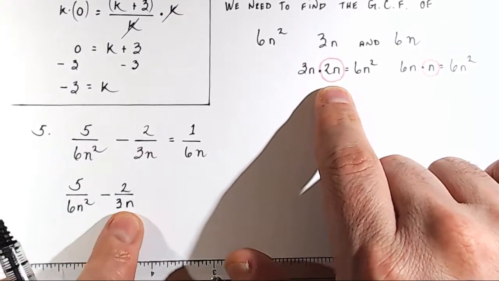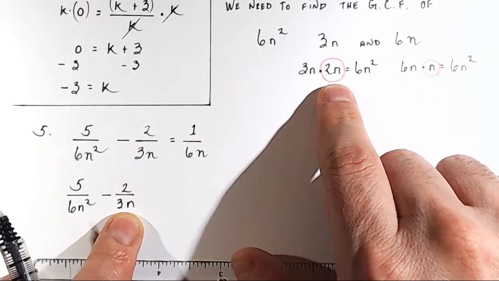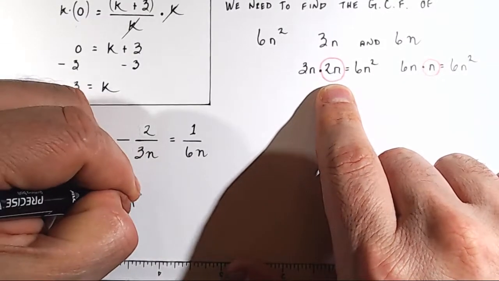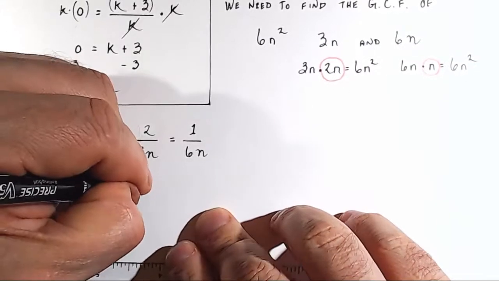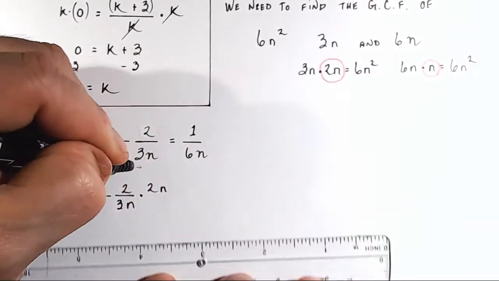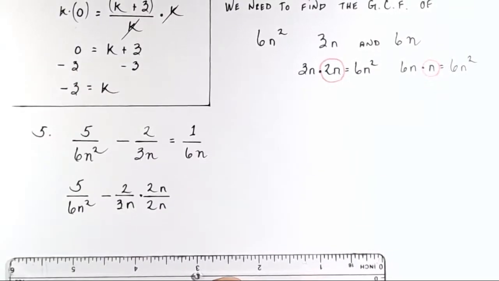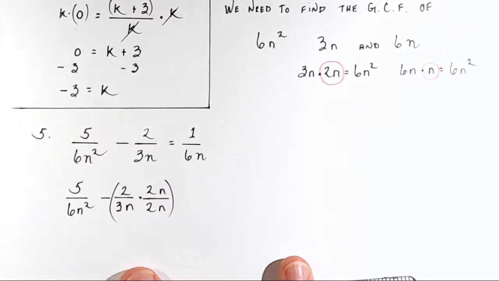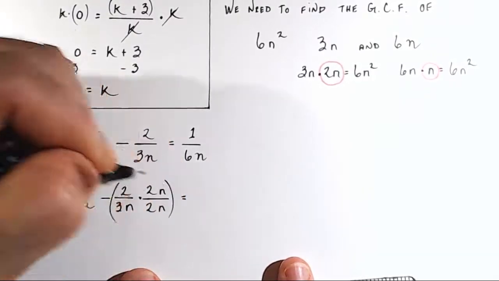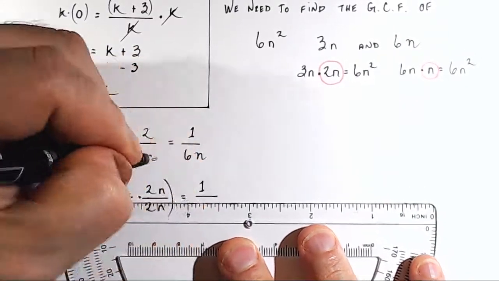And here I'm going to stop and go to where I was looking at 3n, right here. I need to turn 3n into 6n squared. So I've got to multiply by 2n. But I can't just do that in the denominator. I've got to do it in the numerator and in the denominator. So I've got to multiply by 2n over 2n. Okay? And that is going to be its own little problem. And that is equal to 1 over 6n.